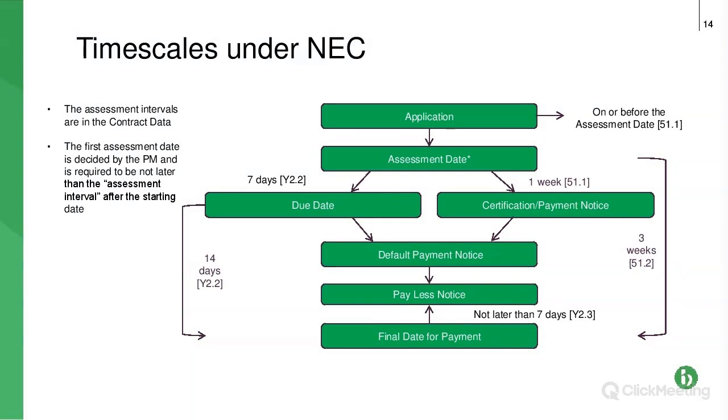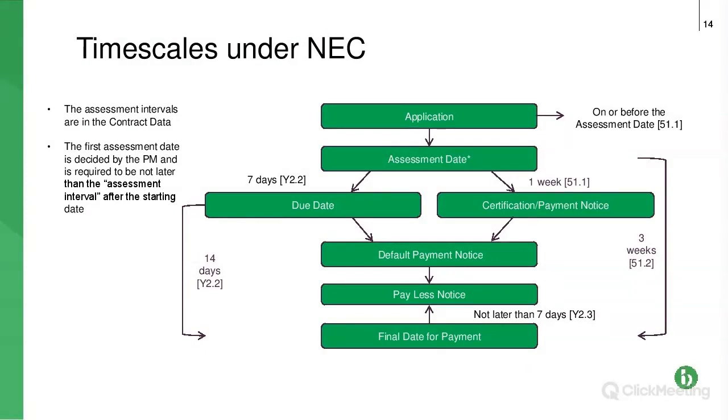So this is the NEC. It looks hideous. It's not as bad as it looks. Probably the trickiest bit is the first bit, which is the application for payment. We've got an assessment date, which is extra in NEC, but you'll see all the familiar provisions. We've got a due date. Next to it, we've got a certification stroke payment notice date. We've got the default payment notice that we talked about. We've got a pay less notice date, and we've got a final date for payment.